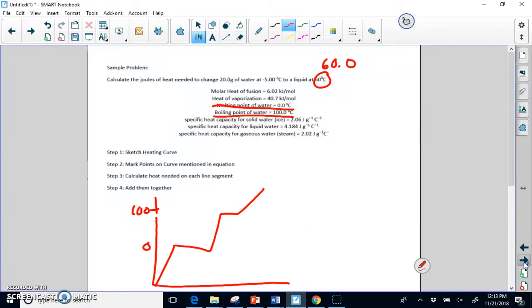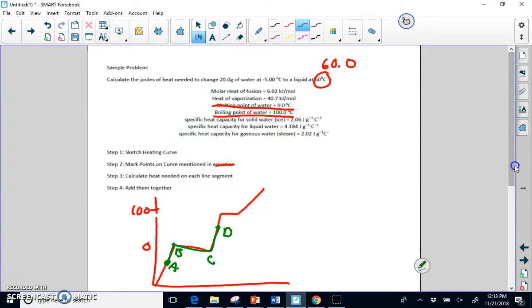Then it says to mark the points on the curve mentioned in the question. So we have water at 5 degrees Celsius, so that's about here. And then liquid at 60 degrees Celsius, which, I don't know, 60 is about here. And if we look, that's 3 line segments. I'm going to name this line segment AB. Then we're going from B to C, and then C to D. So that's how we sketch where we are on the heating curve.